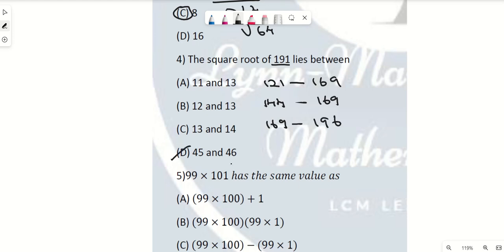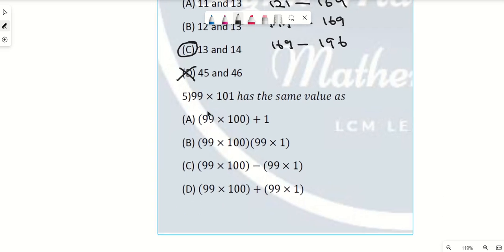The D cannot be the answer. I won't even do what is 45 squared and what is 46 squared. So your answer, 191, does not lie between 121 and 169. 191 does not lie between 144 and 169, but 191 lies between 169 and 196. So your answer is C, right?